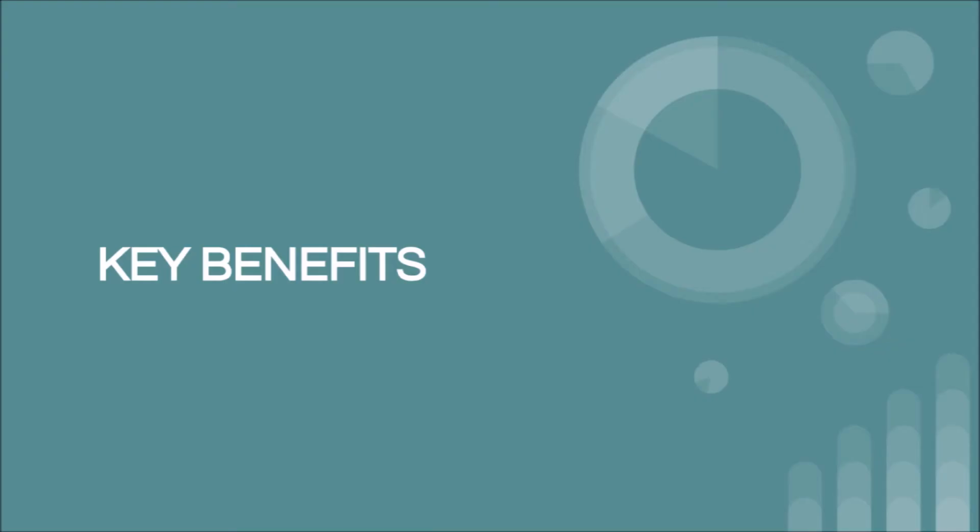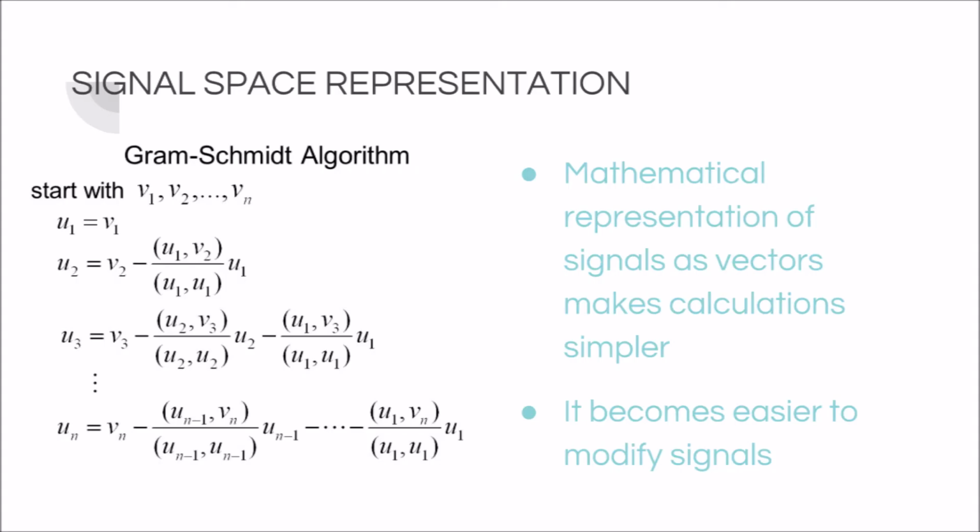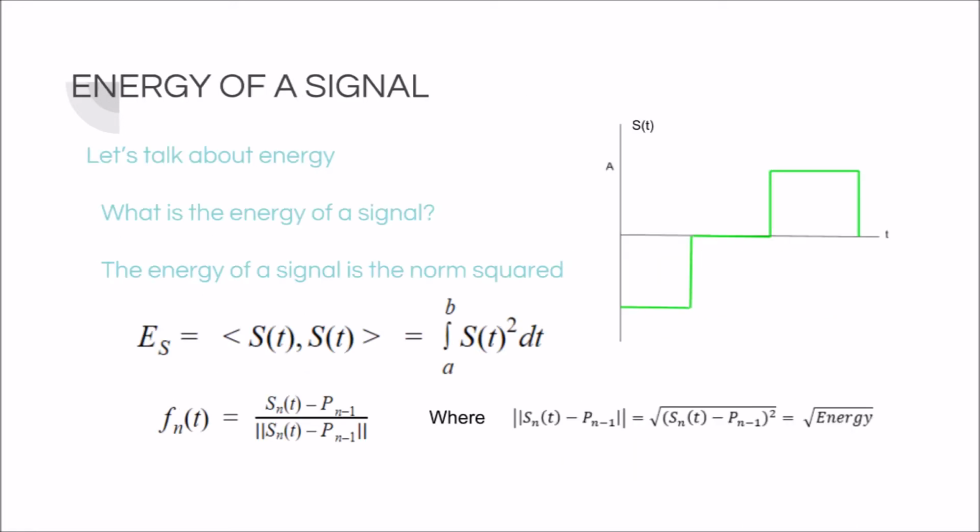So what are some of the benefits of a signal space? First of all, a signal space allows us to do mathematical manipulations with vectors instead of functions, which oftentimes is a lot easier to compute. Another benefit is that the energy of a signal can be found by finding the magnitude of a vector instead of the magnitude of a function.